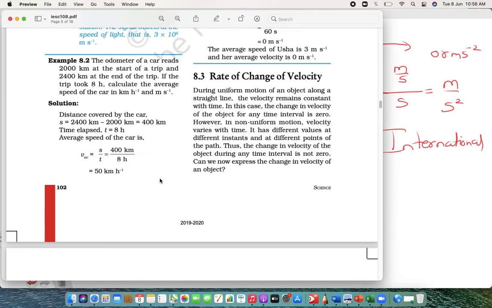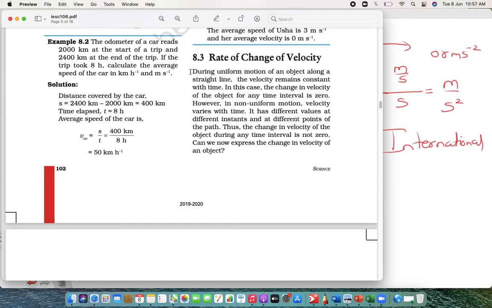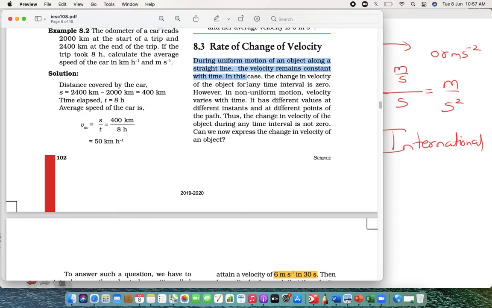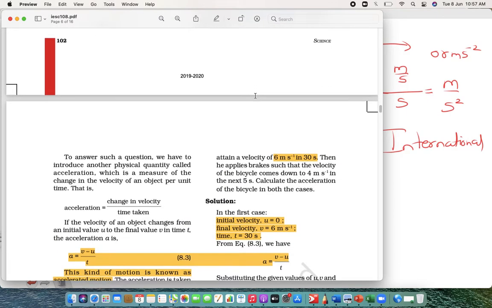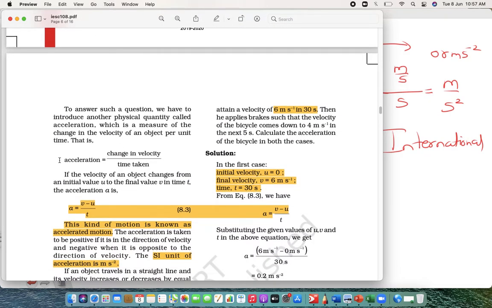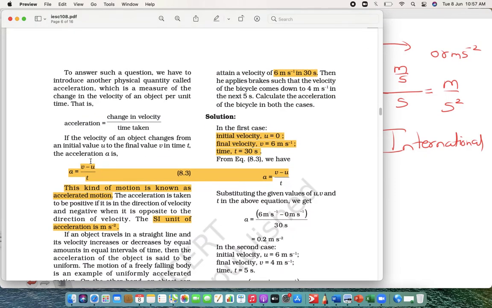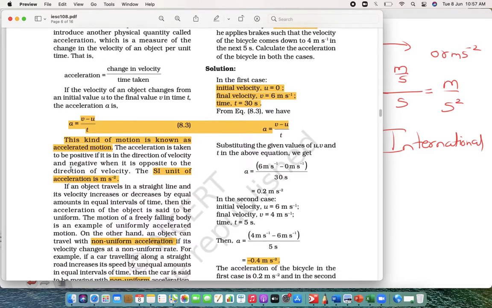Let me show you in your textbook. See, during uniform motion, the velocity of an object remains constant. But in non-uniform motion, its velocity increases or decreases, right? That's what we say. Acceleration is what? Change in velocity upon time taken. So A is equal to V minus U upon t. This kind of motion is an accelerated motion.